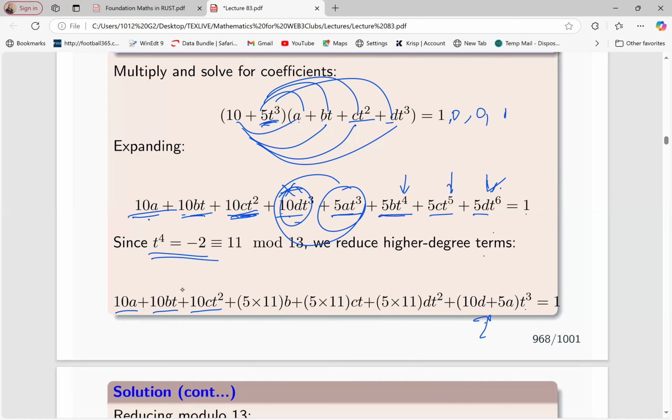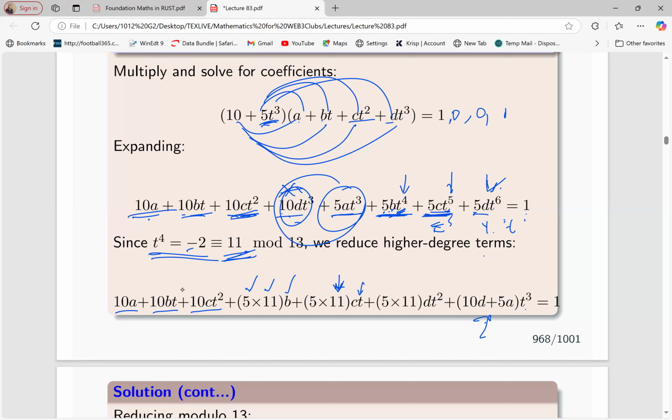But now my interest is here. 5bt raised to 4. t raised to 4 is -2, which is 11. That is why you can see 5b multiplied by 11. And then here, it's 5c multiplied by 11. You see, t raised to 5 would be t raised to 4 times t. So t raised to 4 is this, 11. Then this times t.